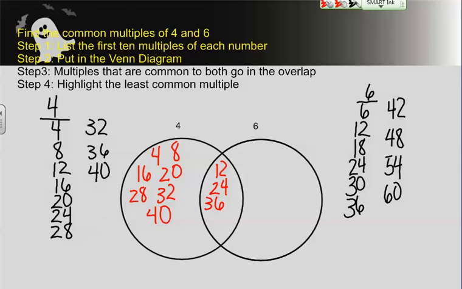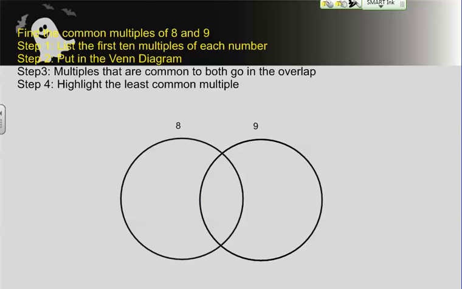Now let's do 6. 6 goes here, 12 is already in the middle, 18 goes here, 24 is already in the middle, 30 goes here, 36 is already in the middle, 42 goes over here, 48 goes over here, 54 goes over here, and 60 goes over here. So what we did is we wanted to find the least common multiple. So if you look in the middle, the smallest number that they have is 12. That's the least common multiple.